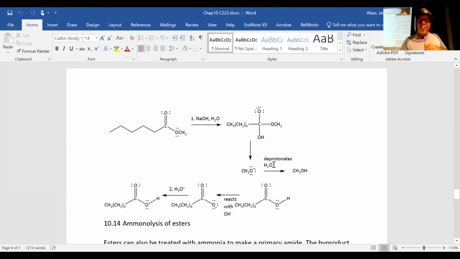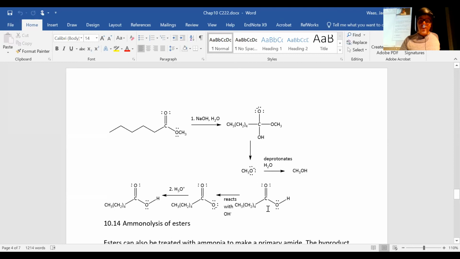But the methoxide will simply take a proton off of water. And again, you're not responsible for the curved arrows, although some of these you probably could guess. But methoxide is basic enough to deprotonate water, and that's where your alcohol comes from. There's your methanol.